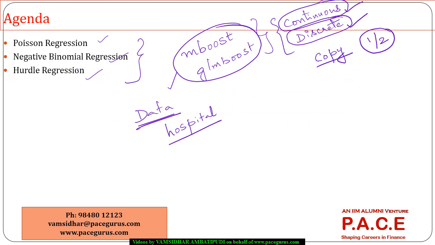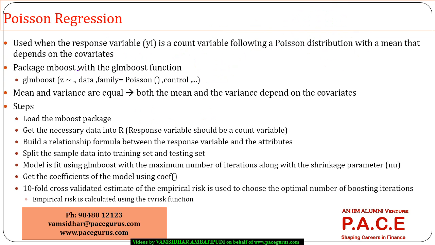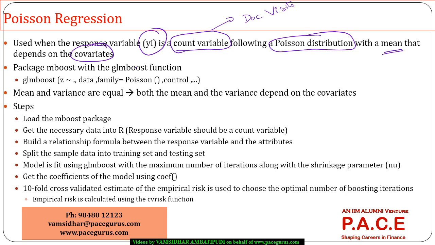So let me go back to the slide and try understanding how we can use the same. The Poisson regression is used typically when the response variable is a count variable. Here the response variable is the number of doctor visits, which is a count variable. So I am expecting that it follows a Poisson distribution with a mean, and the mean value for that Poisson distribution purely depends on the covariates. We know that in a Poisson distribution, the mean is lambda and the variance is also lambda, which means both the mean and the variance depend on the covariates in the Poisson model.